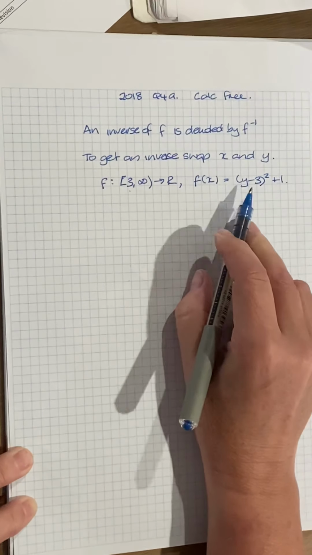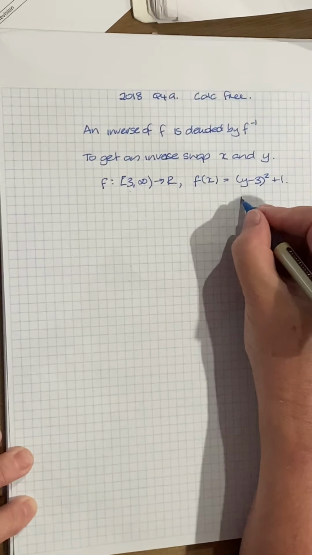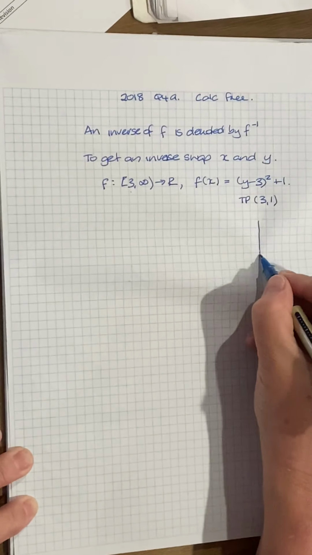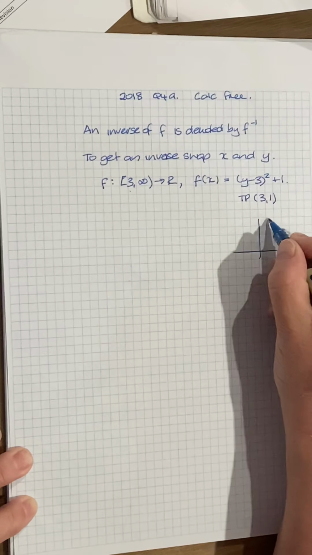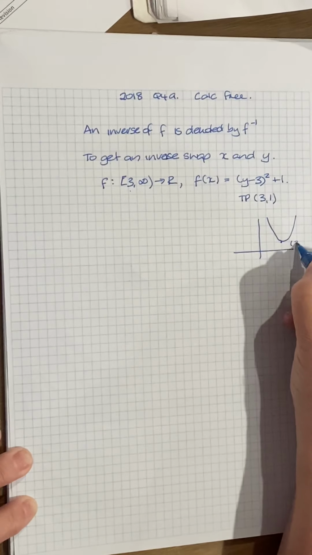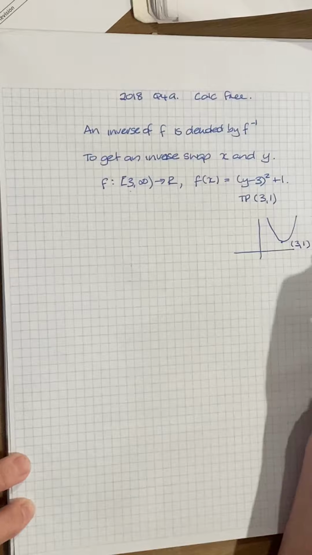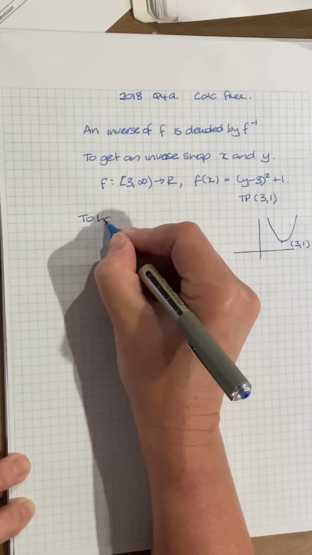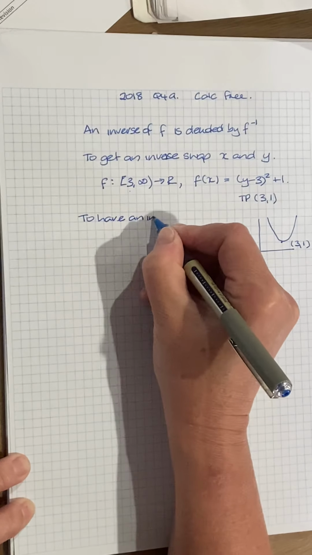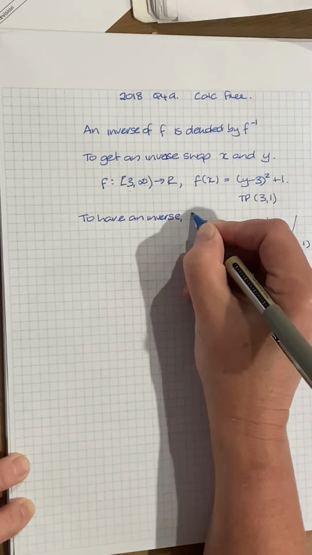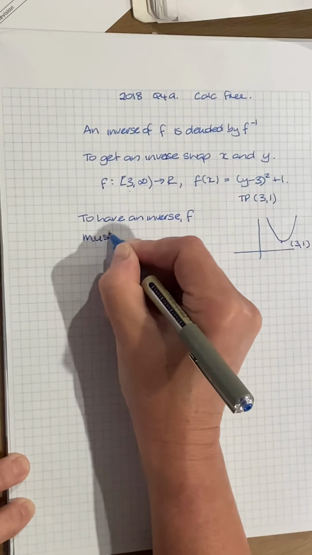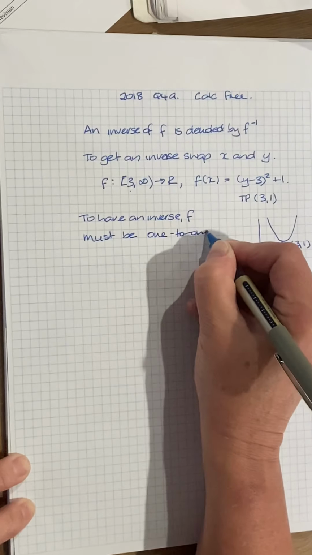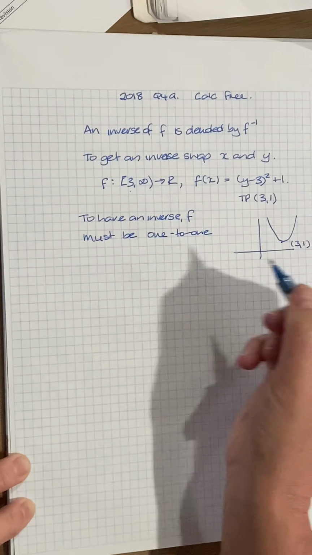So the first thing I'm going to think about is, what does this parabola look like? Well, it's got a turning point at (3, 1), and it's upright. So it looks like that. If I want to find an inverse, the function must be 1 to 1. Now, how do we find out if it's 1 to 1? We do the horizontal line test.